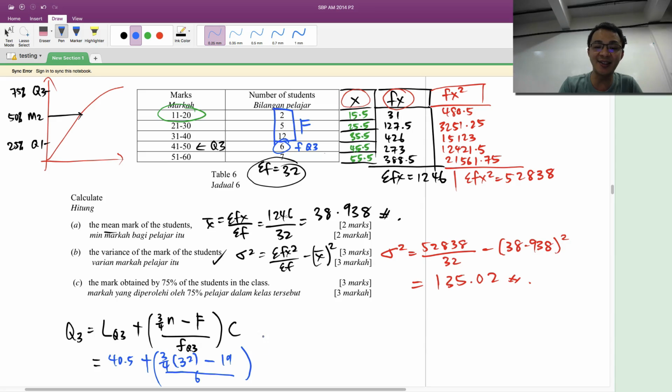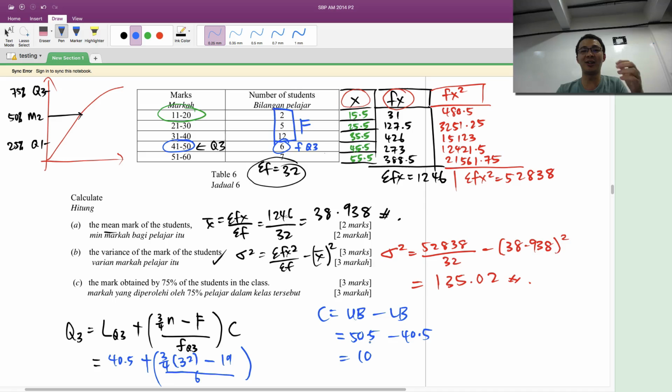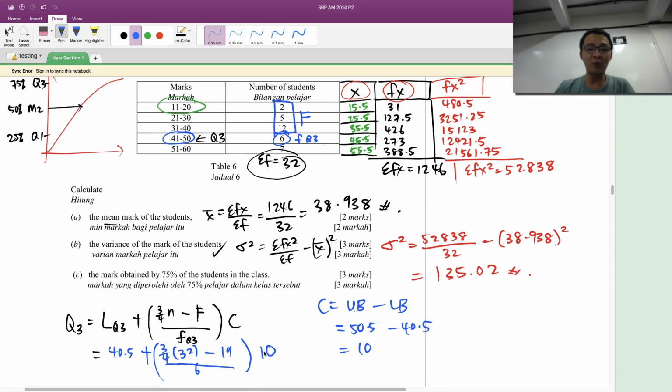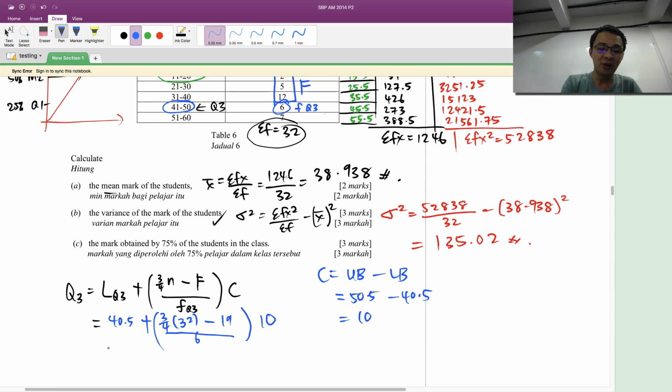Multiply with the class size. C is the class size. To find the class size here, you have to use upper boundary minus lower boundary to get C. Upper boundary is 50.5, lower boundary is 40.5. So the class size basically is 10. Or some students can just calculate by hand: 41, 42, 43, 44, 45, 46 until 50, you will get 10. So multiply 10. That's all. What I want you to pay attention to over here is that your final answer should be between 41 to 50. If the answer is not between 41 to 50, it means your answer is wrong.